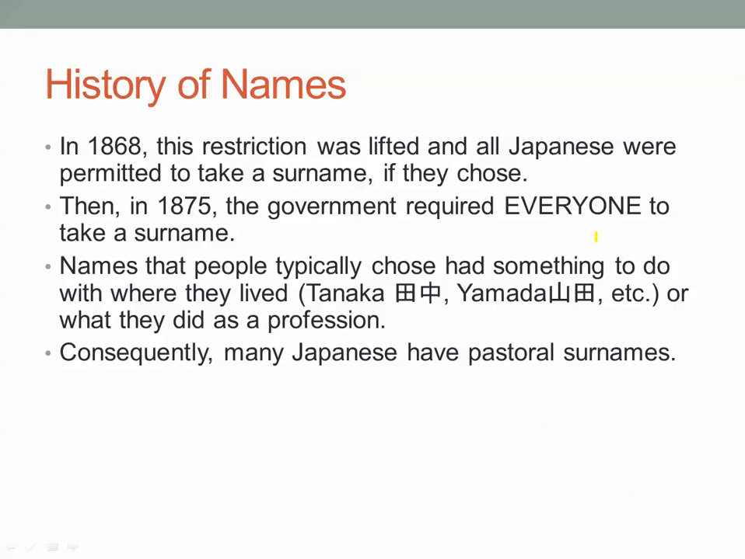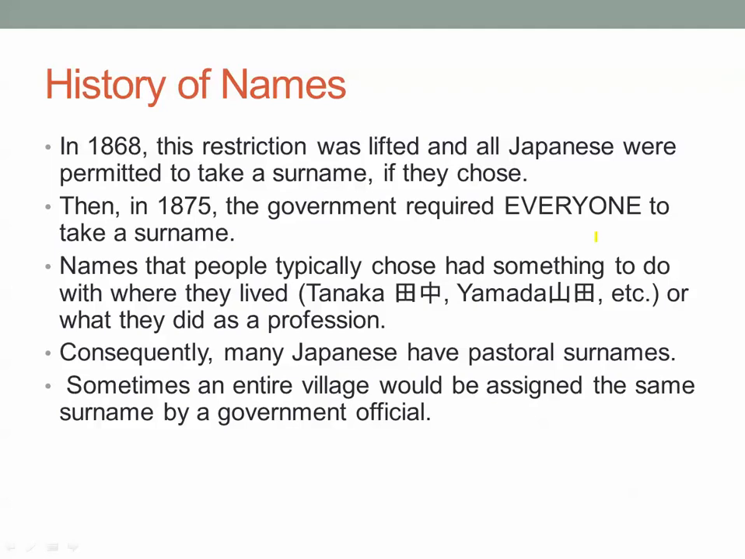Anyway, the majority of the population at this point in Japanese history is still a farmer peasant society. And so consequently, many Japanese, even today, have surprisingly pastoral surnames. Even though most Japanese today live in an urban environment, their names sound like they're living on a farm.